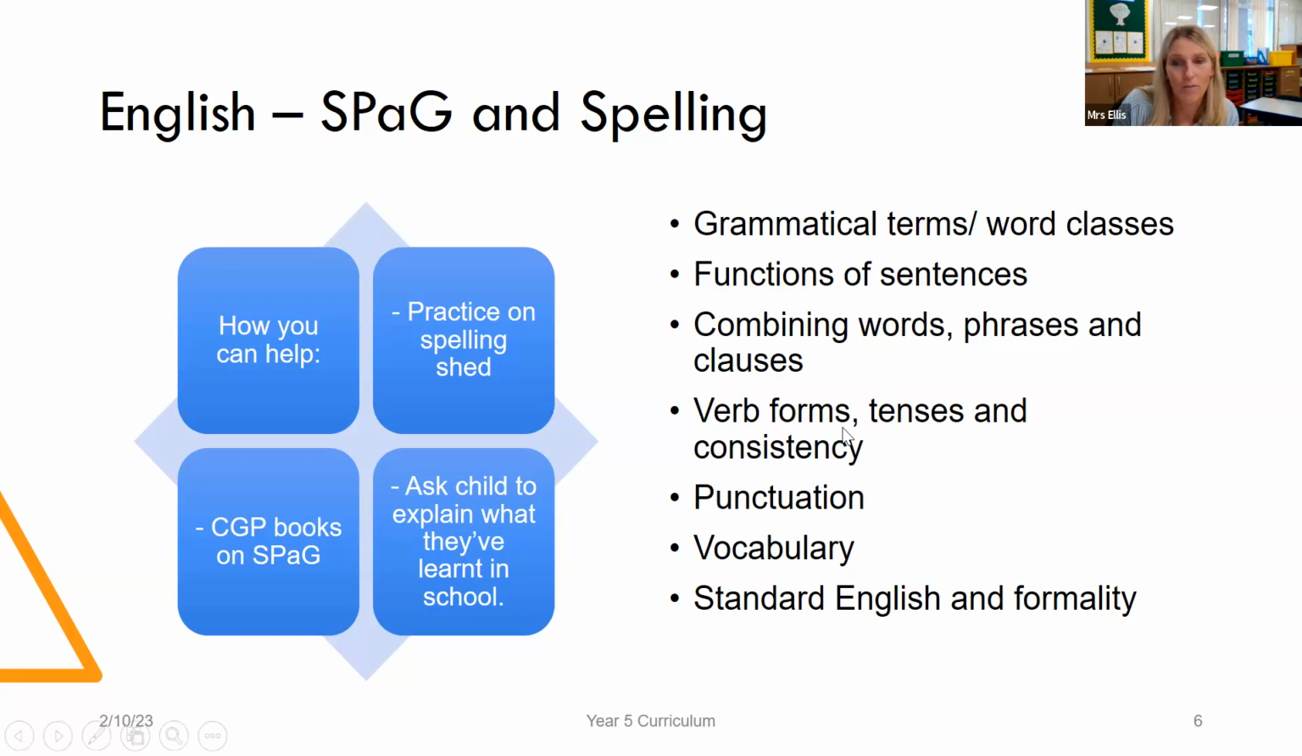We look at verb forms and tenses and consistency of our tenses. So if we're writing in the past tense, how do we make sure all our verbs are in the past tense? If we want to write something in the present tense, how do we identify that?